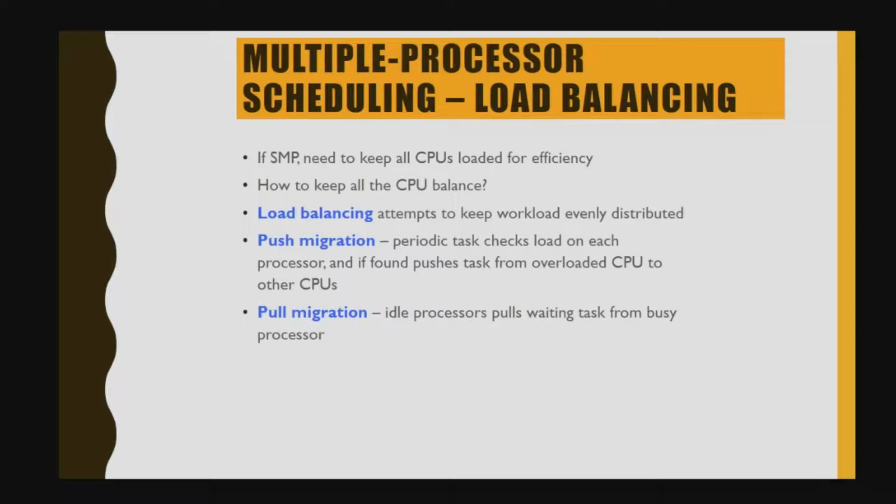A periodic task checks the load on each processor. So we check the workload on each processor, and if we find an overloaded CPU, we push the task from that CPU to another CPU. And then for pull migration, idle processors pull waiting tasks from a busy processor, just take from the processor that is busy. Okay.